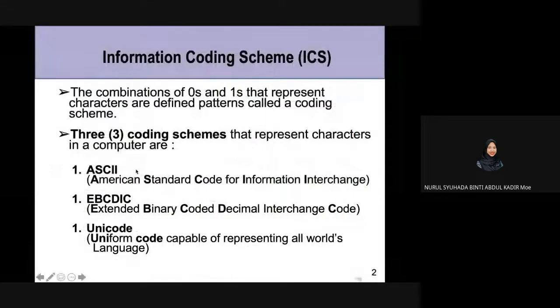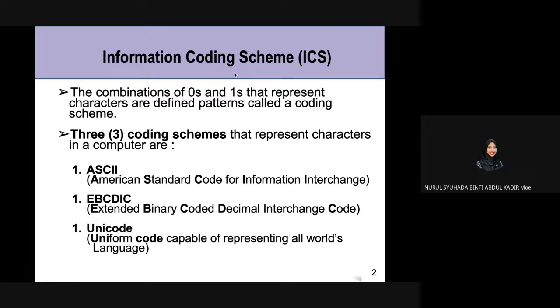So you kena ingat ni, kalau dia kata list 3 coding schemes that you have learned: ASCII, EBCDIC, and then Unicode. ASCII stands for American Standard Code for Information Interchange, EBCDIC stands for Extended Binary Coded Decimal Interchange Code, and Unicode stands for Uniform Code. Okay, so kalau dia tanya what is the definition of coding scheme, dia bagilah ni, a defined pattern of the combination of zeros and ones that represent characters. Okay, setakat tu faham ya?